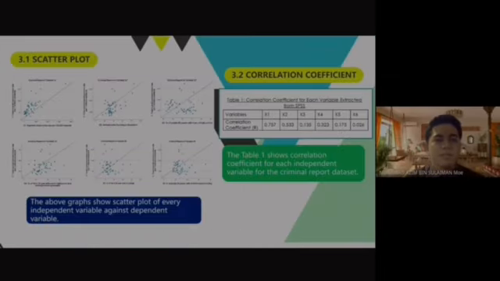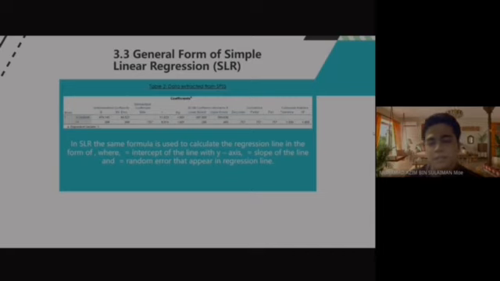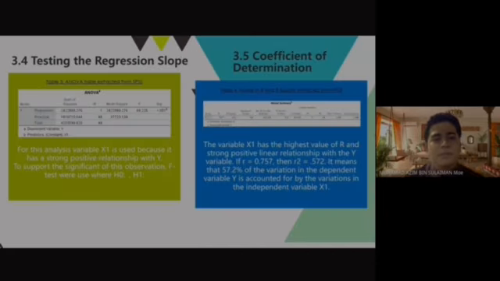In 3.1, as researchers, we do the scatter plot using SPSS. In 3.2, we can see the researchers find that among variables x1 until x6, the highest correlation is the x1 variable. In 3.3, the general form of simple linear regression is used, with the formula y equals b0 plus b1x plus error. 3.4 is about testing the regression slope.